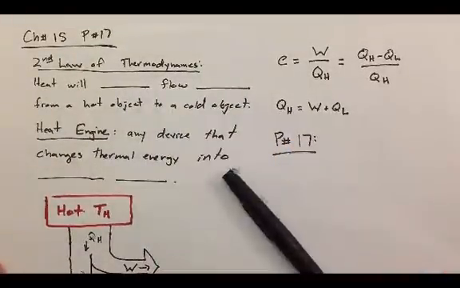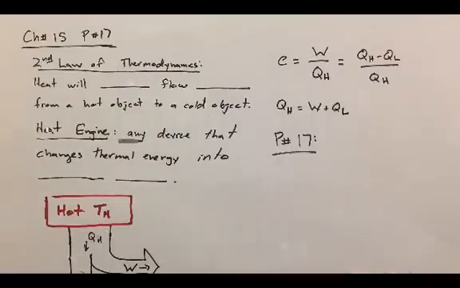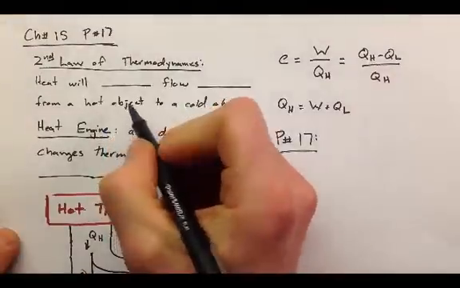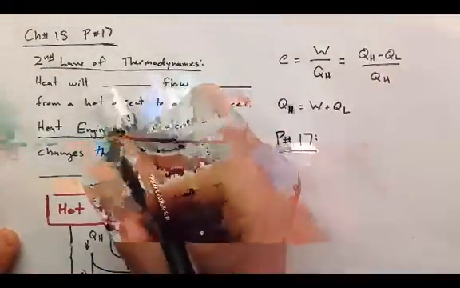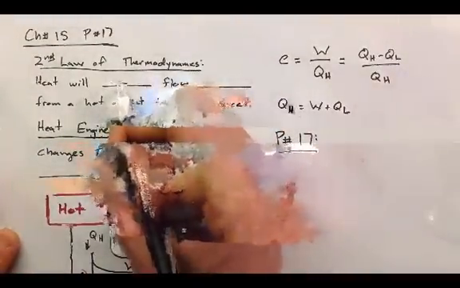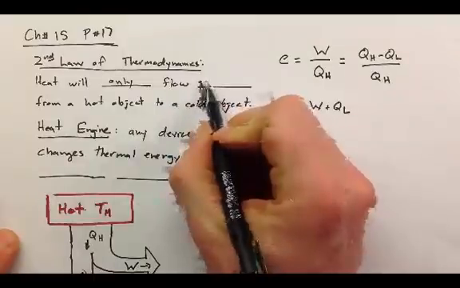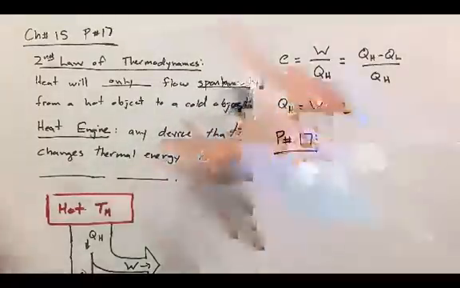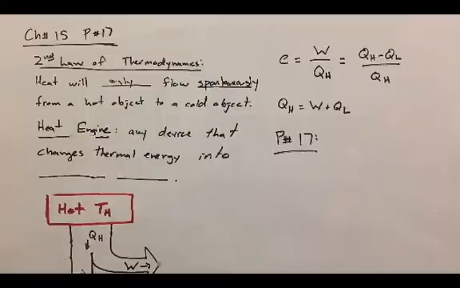So we learned the first law, a statement of conservation of energy. But the second law of thermodynamics seems pretty straightforward. It says heat only flows spontaneously from a hot object to a cold object. Now this kind of seems like common sense. Heat flows from hot objects to cold objects. But it is important enough we've called it the second law.